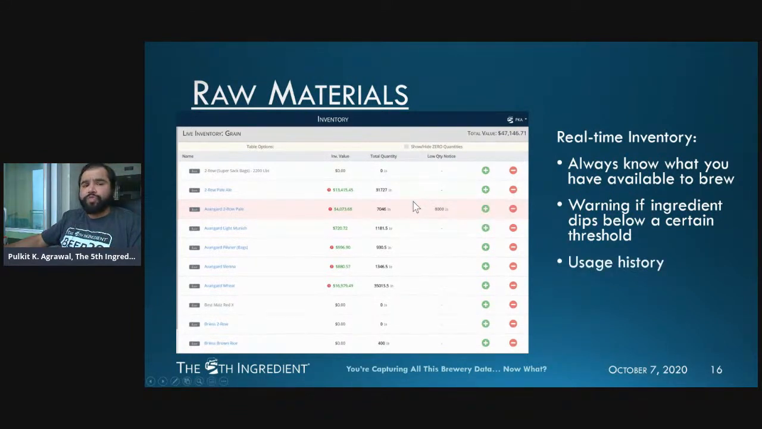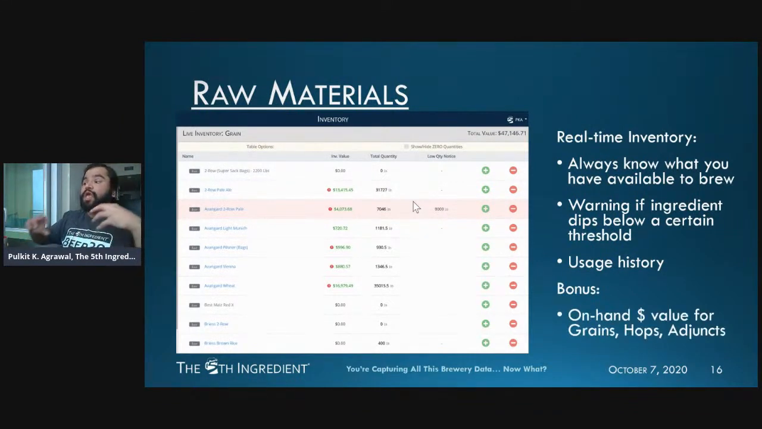From there, what's also awesome about raw materials is to be able to look at usage history and understand on what day you use a particular lot, what day you use a particular ingredient, and then what brew it went, right? So again, tying in with the traceability.